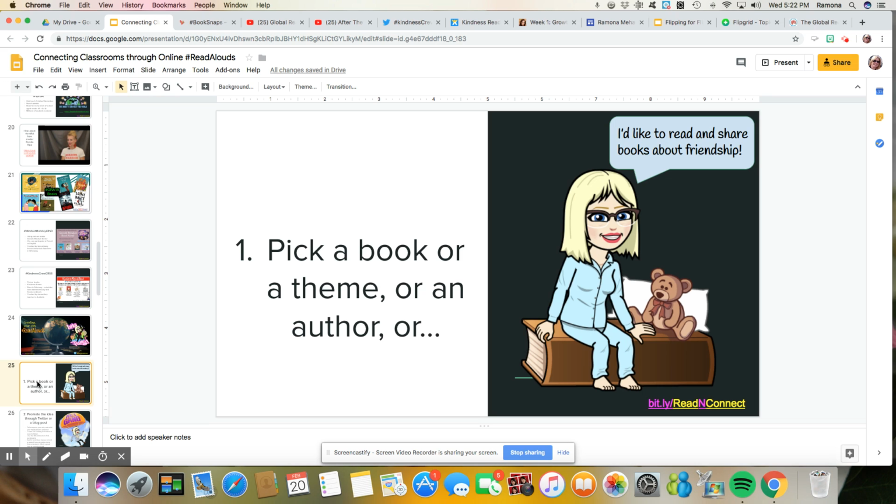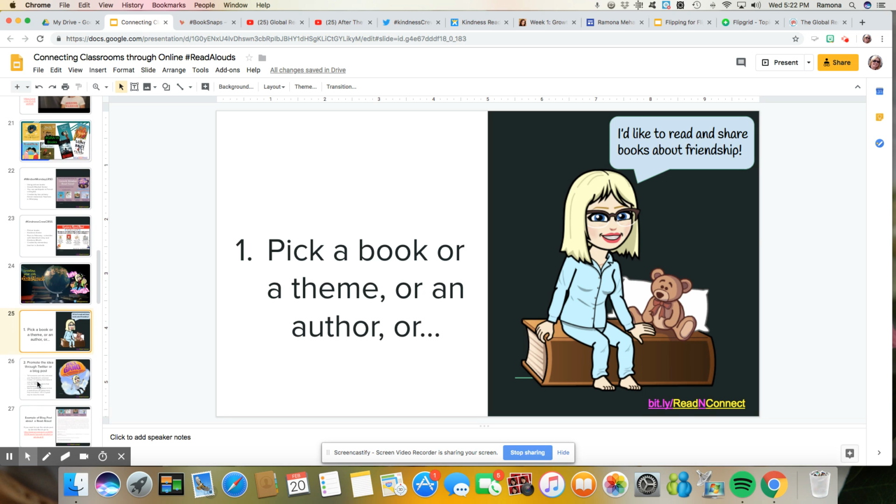Possibilities are endless, and it's up to you. You can see my little Bitmoji there is talking that she wants to read and share books about friendship. But that's just an example. I mean, sky's the limit.